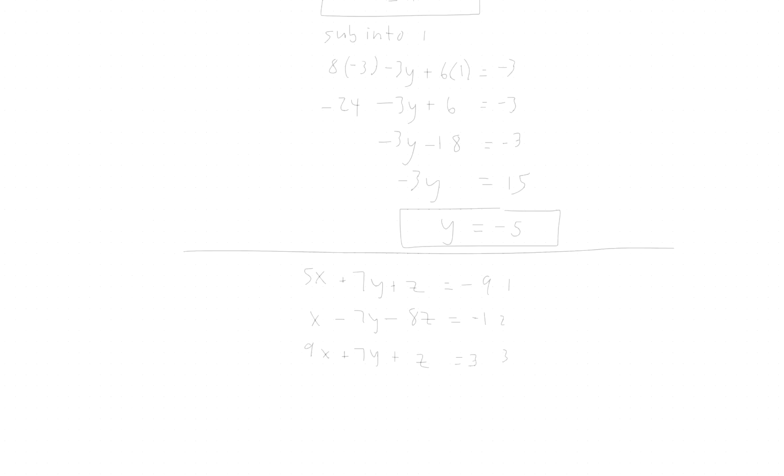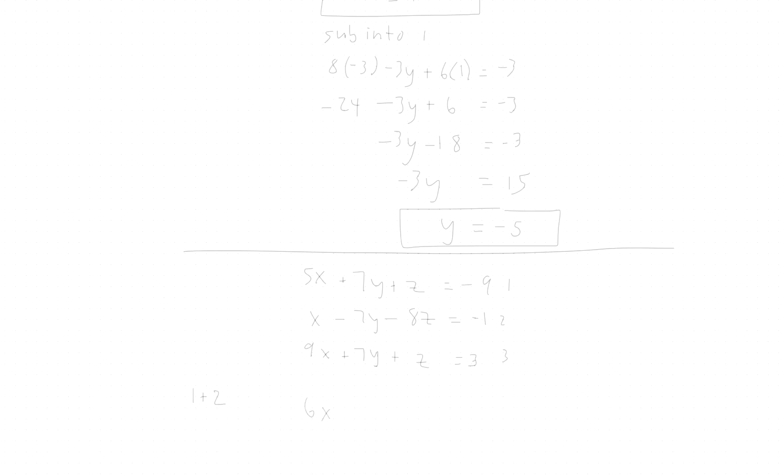Okay, so 1, 2, 3. What can we do? What's the first step? Eliminate which variable? If we take 1 and 2, are we going to add or subtract? We're going to add. So if we go 1 plus 2, what's 5x plus 1x? That'll be 6x. Okay, the y's will cancel out.